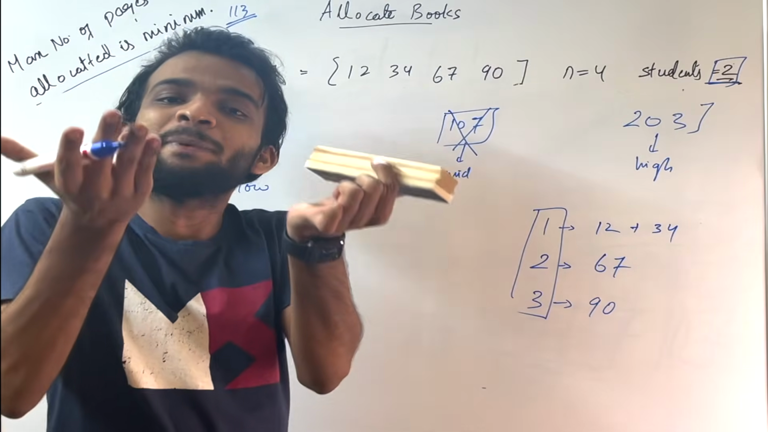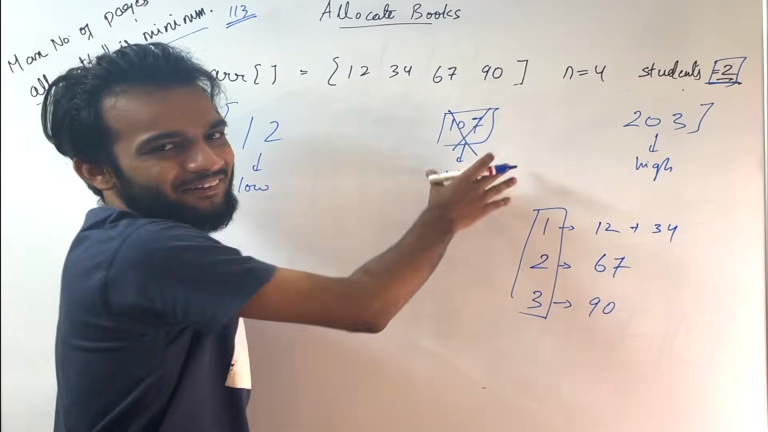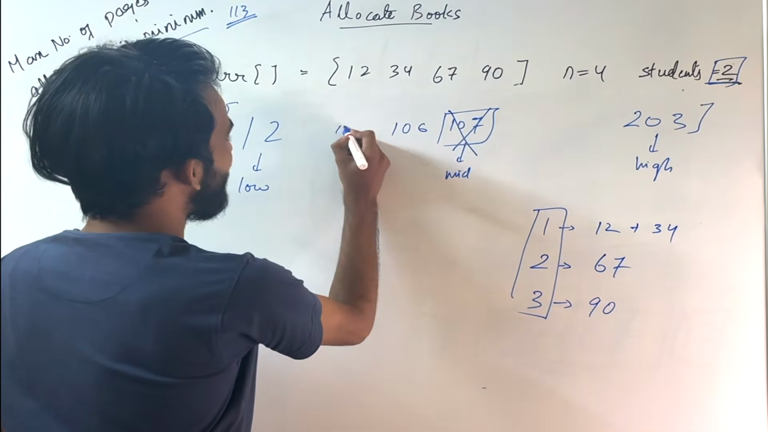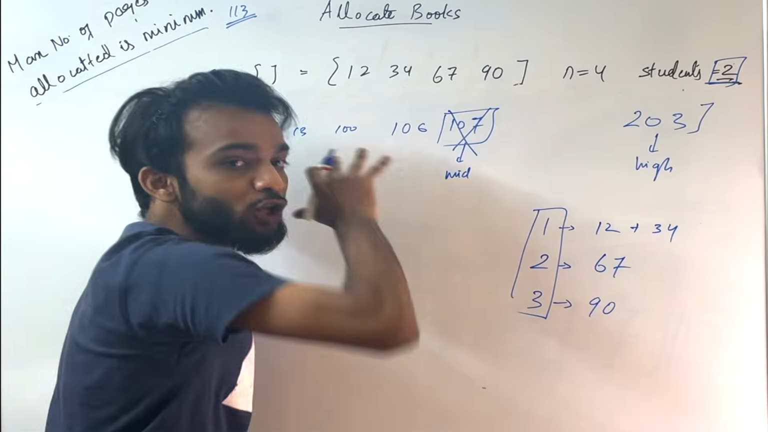So you need to increase the barrier. Obviously, by keeping 107 as a barrier, you could not allocate. So by keeping 106, by keeping 100, by keeping 13, you will also not be able to.